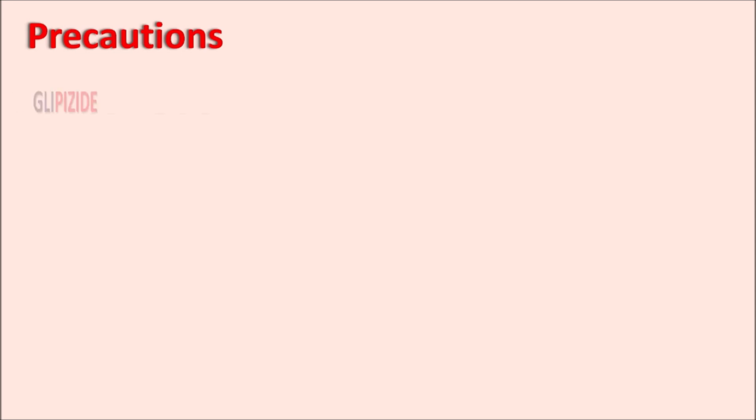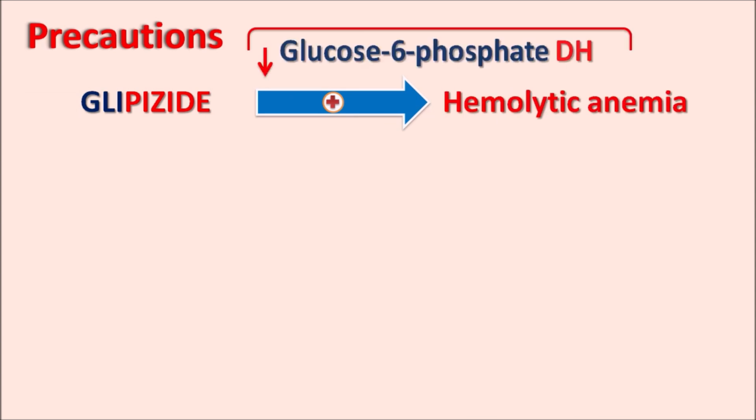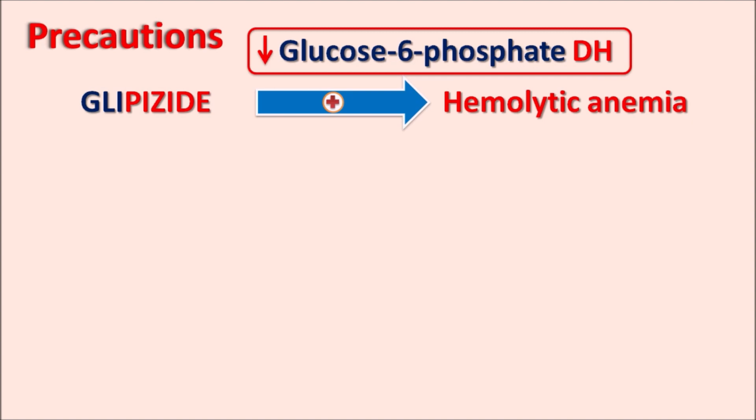What are the precautions? One of the important precautions of glipizide is that this drug can induce hemolytic anemia in patients who have a deficiency of the glucose-6-phosphate dehydrogenase enzyme.